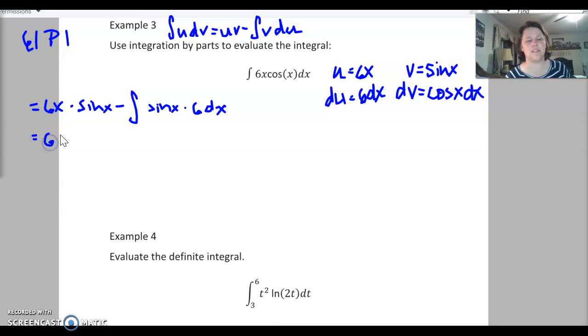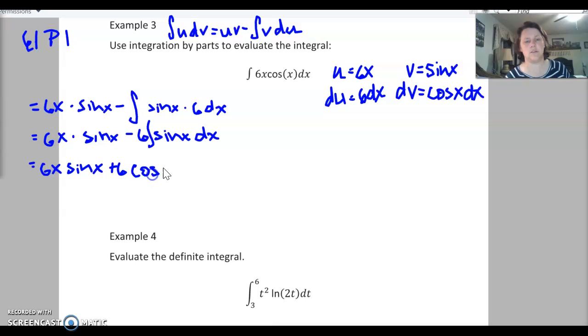And so we've got 6x times sine of x minus 6 times the integral of sine of x dx. And so that's going to be negative cosine. So we'll end up with 6x sine of x plus 6 cosine of x, and then plus c. So that's example number 3.